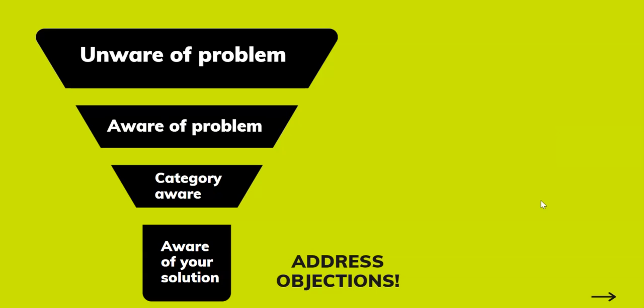And this is a modification of the funnel and the stages of awareness that are available in the book Breakthrough Advertising. So generally speaking, people are going to fall into one of these stages of awareness. They're either unaware of the problem that they have, they're aware of the problem, they're aware of the category, or they're actually aware of your specific solution, your specific product.